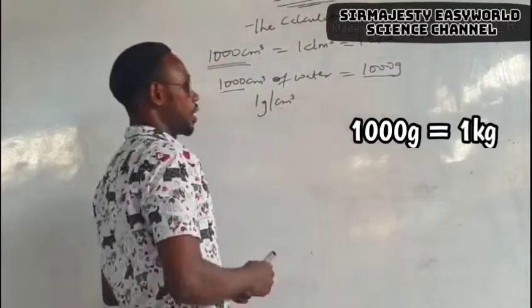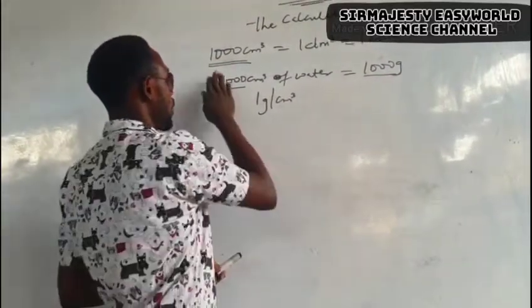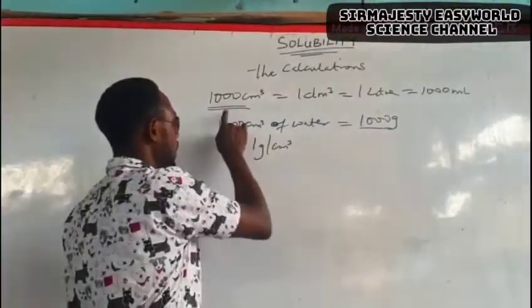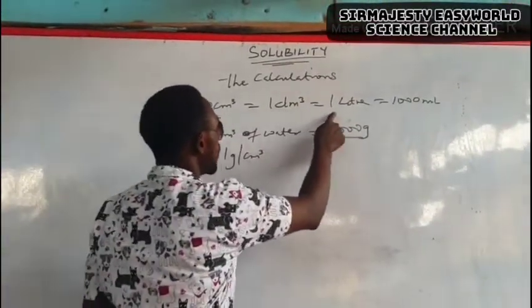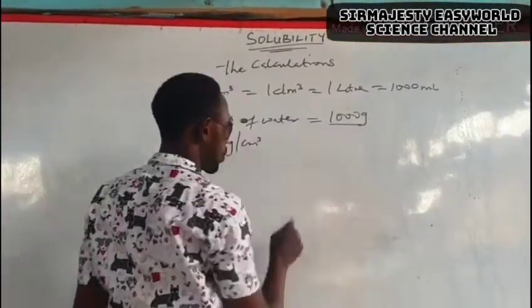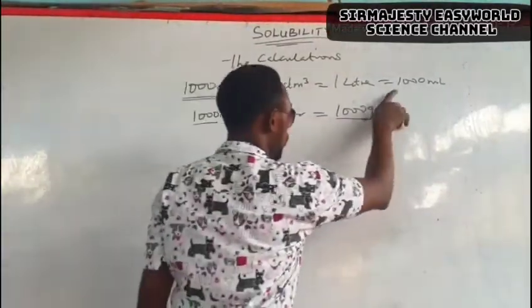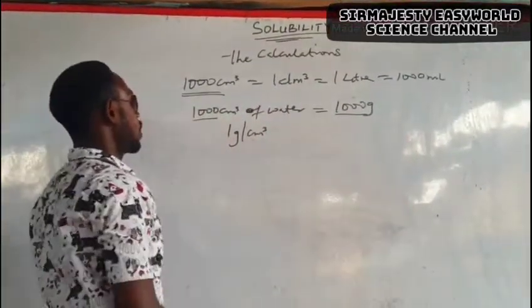Therefore, 1000 cm3 of distilled water will weigh 1000 grams. So in the calculations in solubility, we take note at the first step: 1000 cm3 is equal to 1 dm3, which is equal to 1 liter, which is also equal to 1000 milliliter.